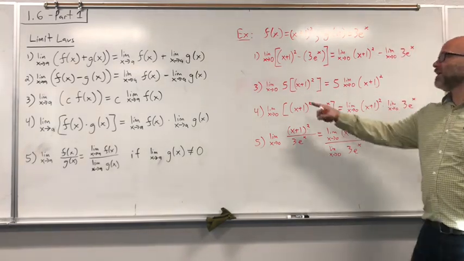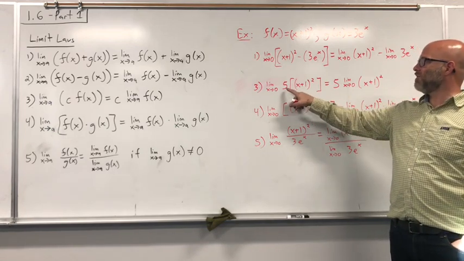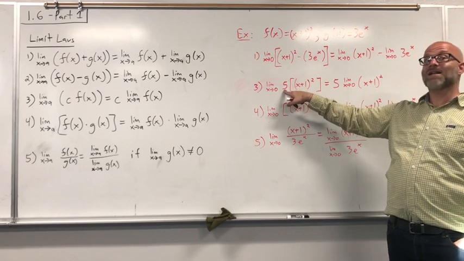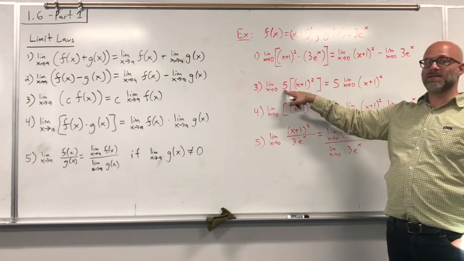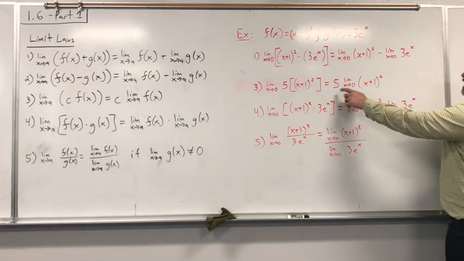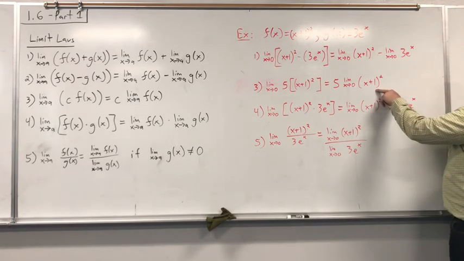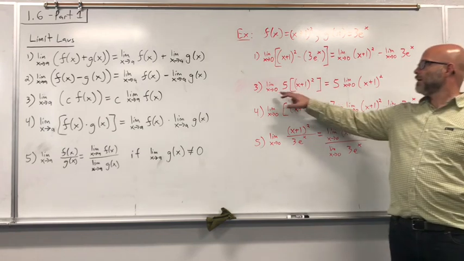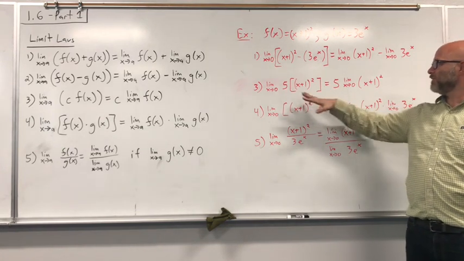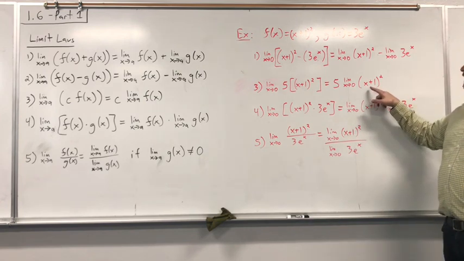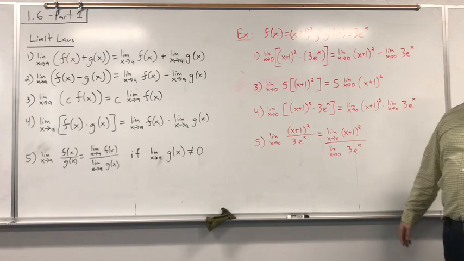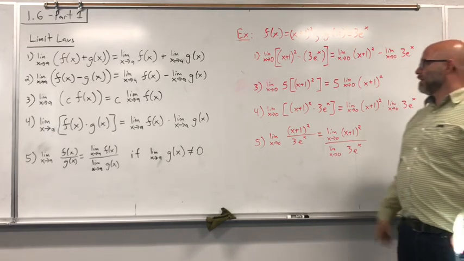All right, let's try here. The limit as x approaches 0 of 5 times f of x. Again, if you have a constant in front of a function, what do you do with the constant? Pull it outside the limit. Great. Pull it outside, you get 5 times the limit as x approaches 0 of (x plus 1) squared. Let's test it out. Plug in 0, you get 1 squared, which is 1. 1 times 5 is 5. Here, plug in 0, you get 1. 5 times 1 is 5. 5 equals 5, we're good. Third limit law.